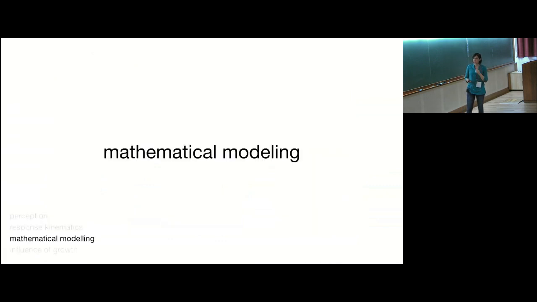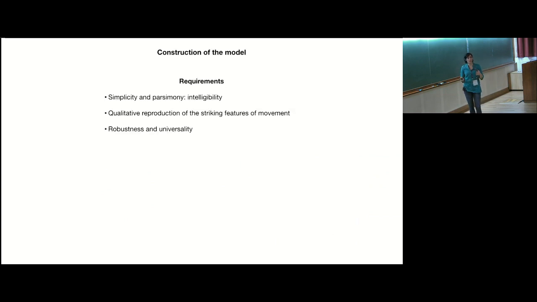Okay, so I want to go with mathematical modeling. So what are the requirements of our model? We want it to be simple and parsimonious, so a minimal model, so that it will be intelligible. What do I mean by that? I don't want something with 1 million variables and 1 million parameters that I have to fit, because then, as you know, you can fit an elephant into 100 parameters, right? So I want something that's very minimal. 5 parameters is enough for an elephant, there you go. So I want something which is minimal.